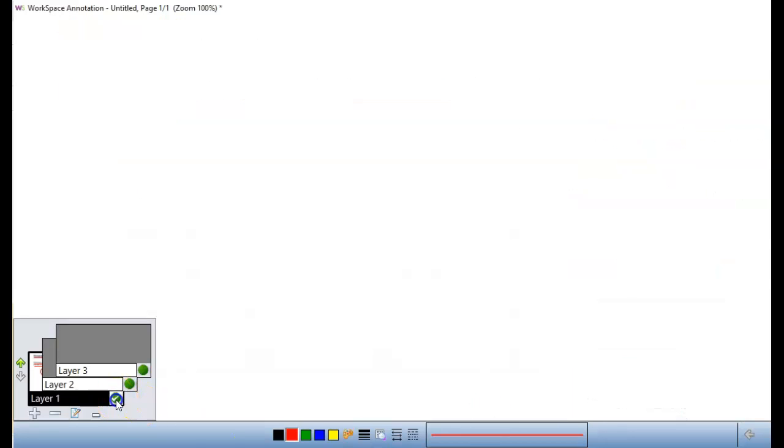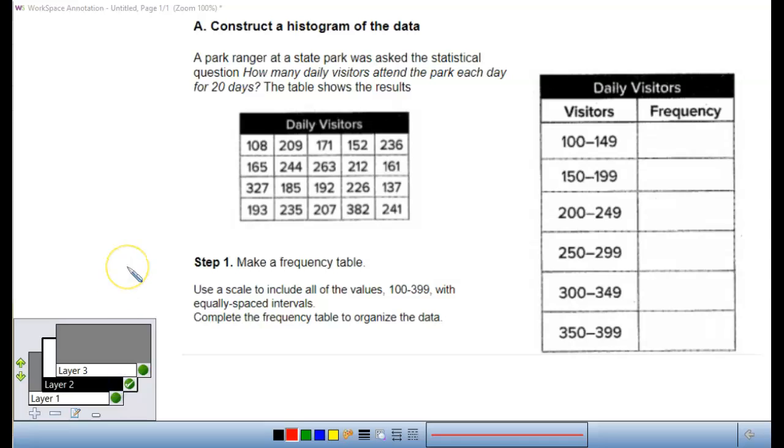So let's take a look at making one. To construct them, we start with our table just like before. So the 108 is going to go between 100 and 149, right? They did make the intervals for us, the book did. So let's look at constructing a histogram. To do it, we're going to use this table and this title. A park ranger at a state park was asked the statistical question, how many daily visitors attend the park each day for 20 days? So these are the amount of visitors each day, and they're looking at 20 days.